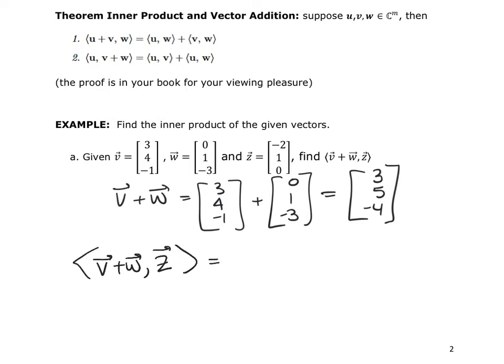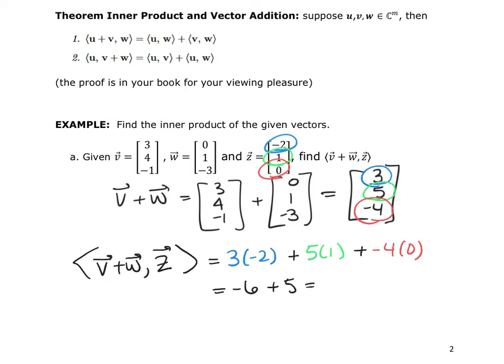So I'm going to take and multiply this and this. So I have 3 multiplied by negative 2 plus 5 multiplied by 1 plus negative 4 multiplied by 0. And so what I'm going to get is negative 6 plus 5, in other words, a negative 1. I get a scalar.